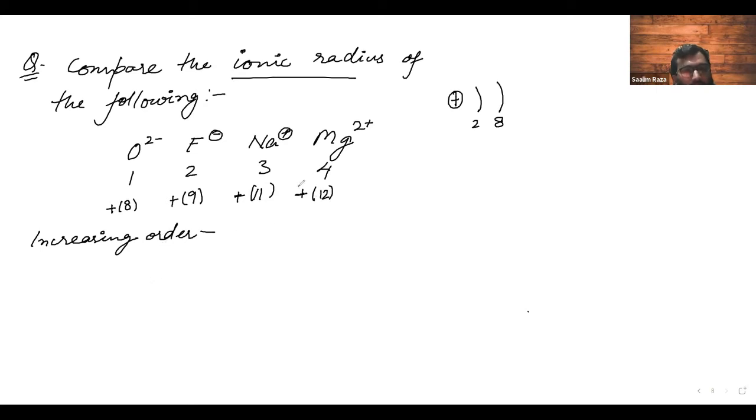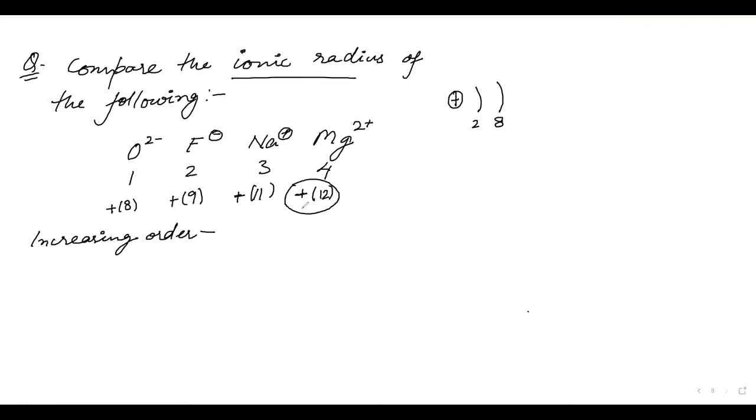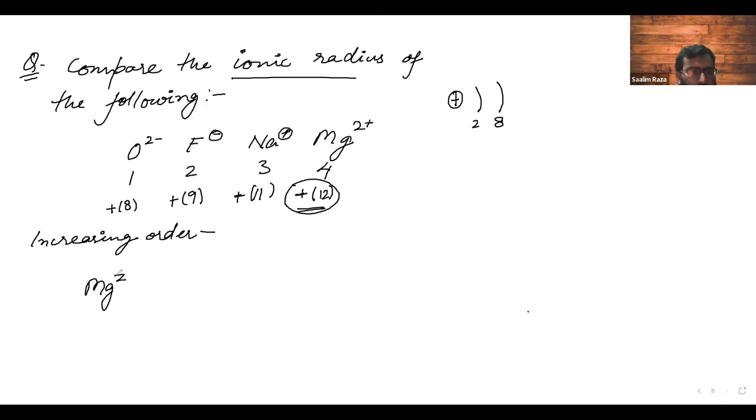Mg, 12. Hence, this will be able to hold and tightly attract the 10 electrons. Correct? Yes, sir. Hence, its size will be the smallest. So what we can write here is Mg2 plus has the smallest size. Then we will move further on, which is the next highest proton number. It is 11. So we will have Na positive. Then moving further on, here we have 9 as well as 10 electrons, that is F minus.